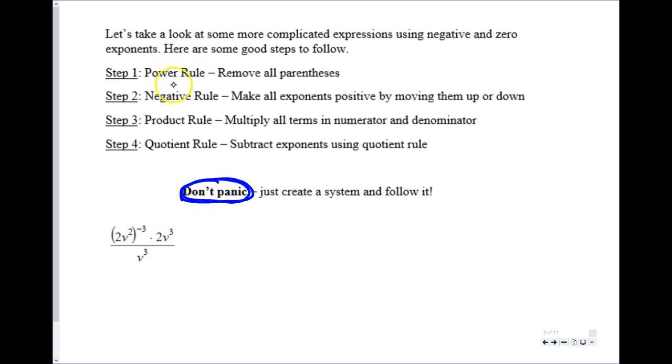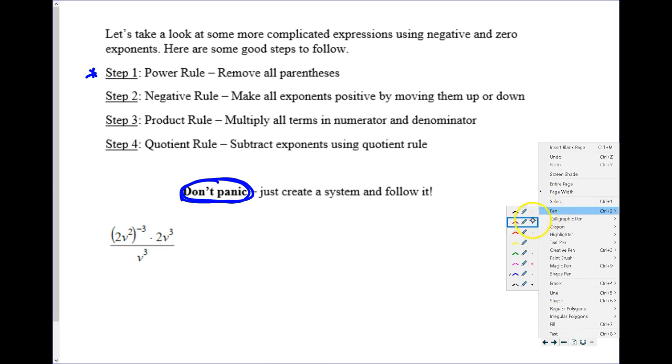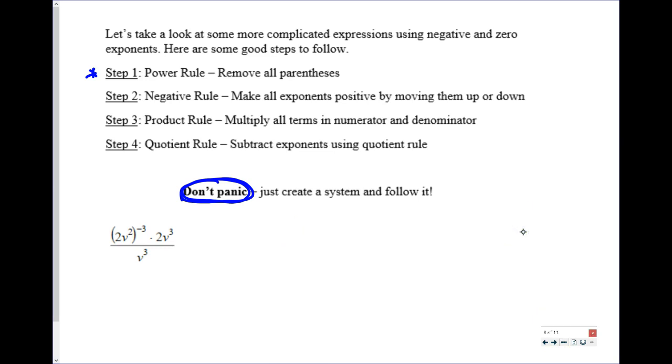So I've given you a list of steps that tend to work, that I use. So step 1 is the power rule. So that's the first step that I'm going to do here, is the power rule. And that's getting rid of all of the exponents to exponents. Those double exponents things is what the power rule is. Okay?